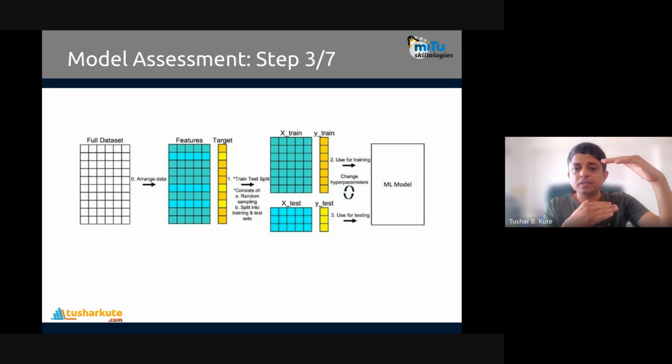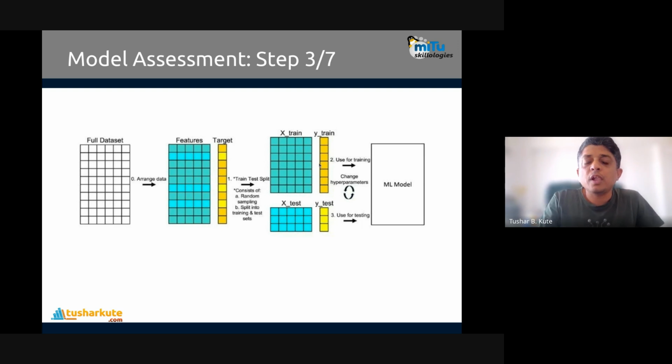Training data will be used to train the algorithm. Testing data is used to test the accuracy. You can see this mentioned here also. This is your training data. We use this data for training.